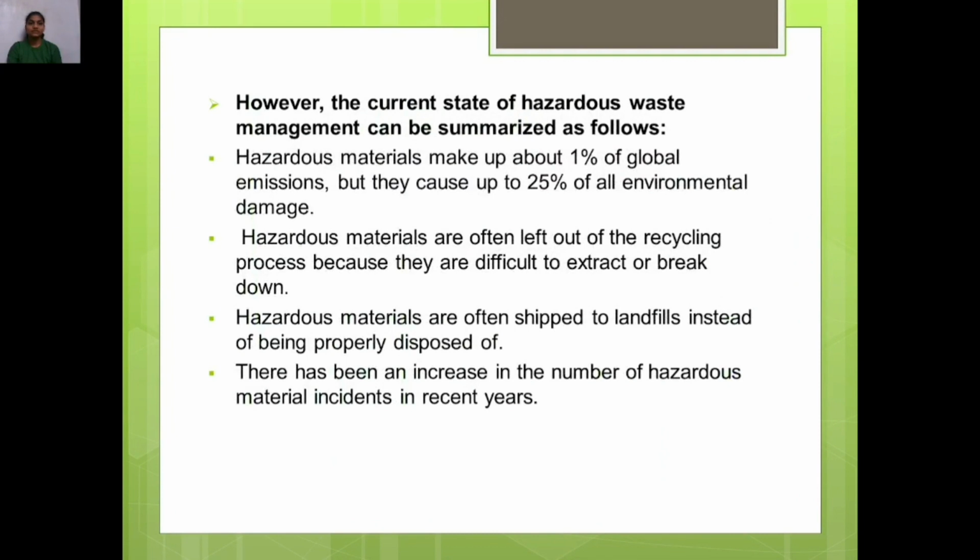Now, let us know the current state of hazardous waste management. That is, hazardous materials make up about 1% of global emissions, but they cause up to 25% of environmental damage. Hazardous materials are often left out of the recycling process because they are difficult to extract or break down. Hazardous materials are often shipped to landfills instead of being properly disposed of. There has been an increase in the number of hazardous material incidents in recent years.